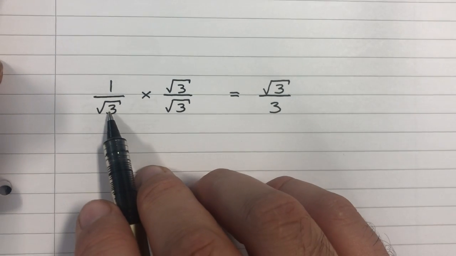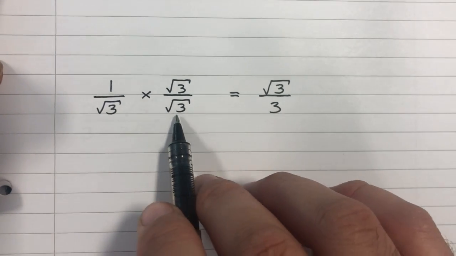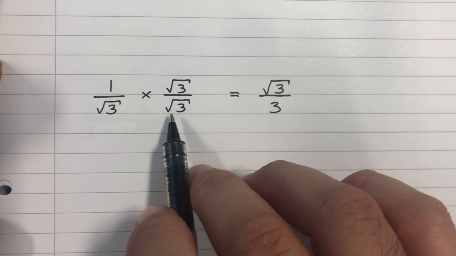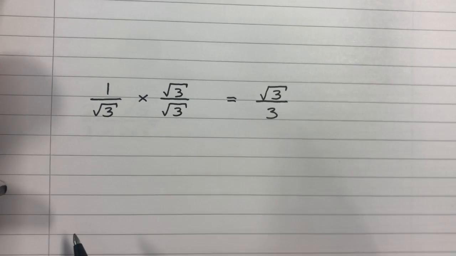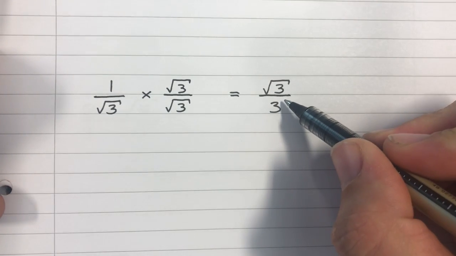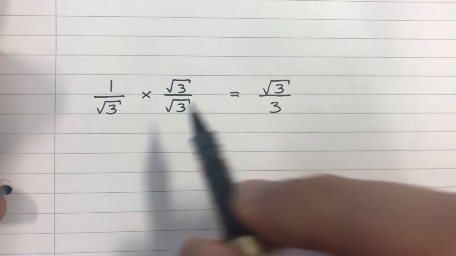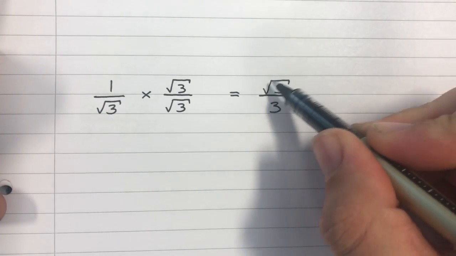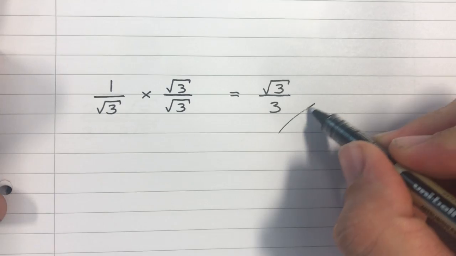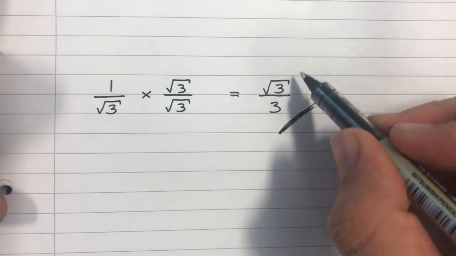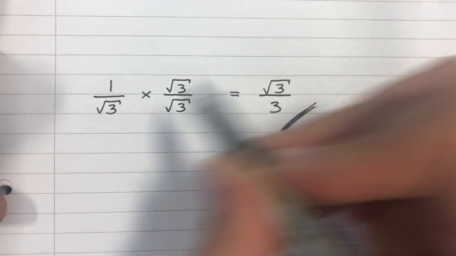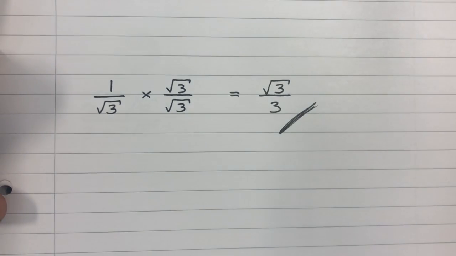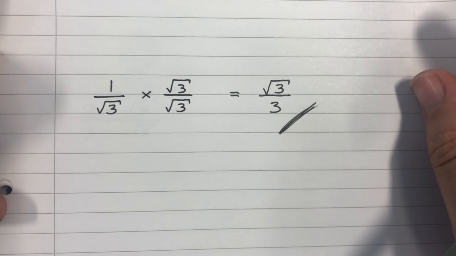Another way to look at that is this is 3 to the half. I'm multiplying it by 3 to the half, and by my laws of indices, that is 3 to the half plus a half, which is 3 to the 1, which is 3. Therefore, this fraction here, 1 on root 3, is exactly the same as this fraction here, root 3 on 3, and this is how we would leave it. This is much nicer than this, because this has a nice rational number as its denominator.